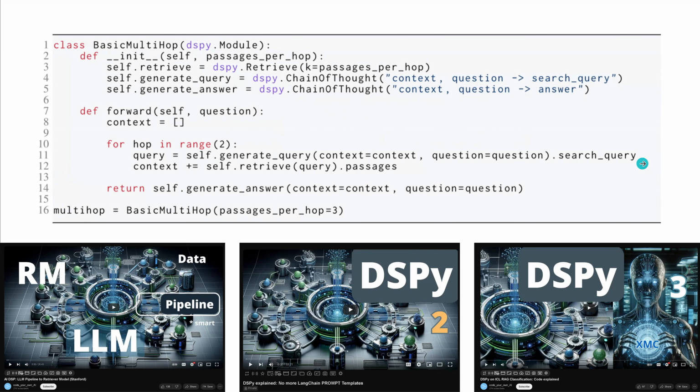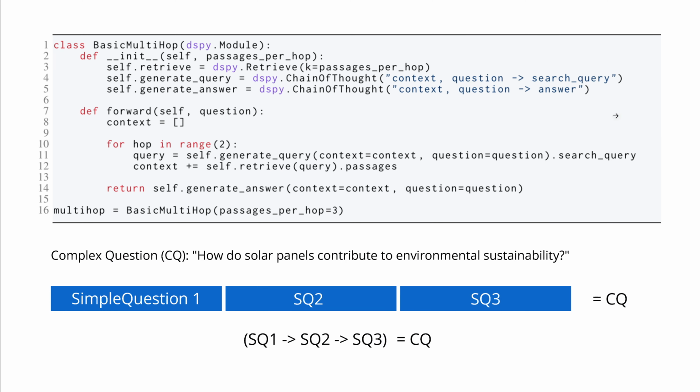Let me show you. Now, you know the basic multi-hop DSPy program looks like this. Very easy. We have here initialization, and then we have a forward pass where we have here the query generated. We retrieve some information, and we are able to answer a very complex query suddenly. So, just to make sure that we're on the same page, let's say I have a complex question, CQ. How do solar panels contribute to environmental sustainability?